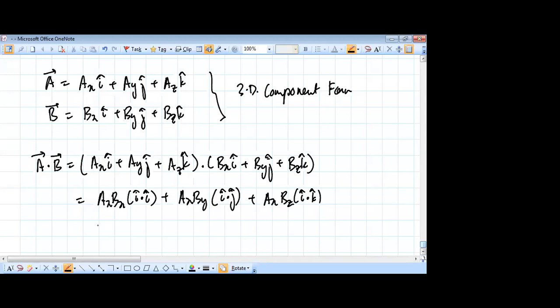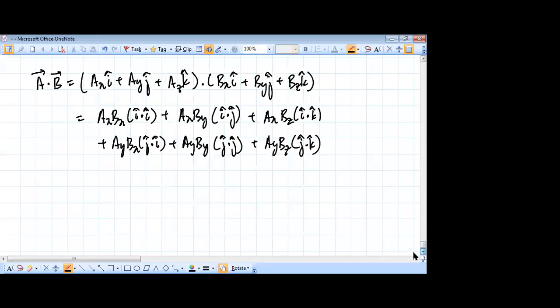Then the next term is Ay dot product with the first, so Ay Bx. But वापस ये क्या होगा? 0 हो जाएगा because j dot I is 0. Ay By, this term will remain because j cap dot j cap is unity, and this term again Ay Bz will get multiplied by 0 because j cap dot k cap is 0. And similarly, the last term here Az Bx, ये भी 0 हो जाएगा because k dot I is 0.